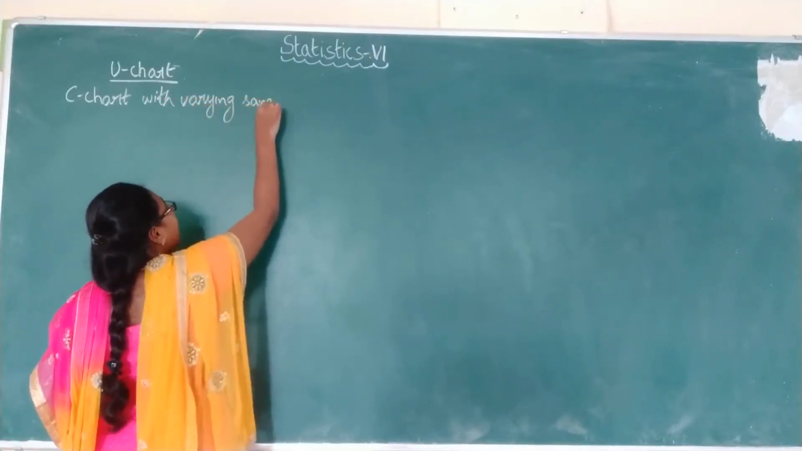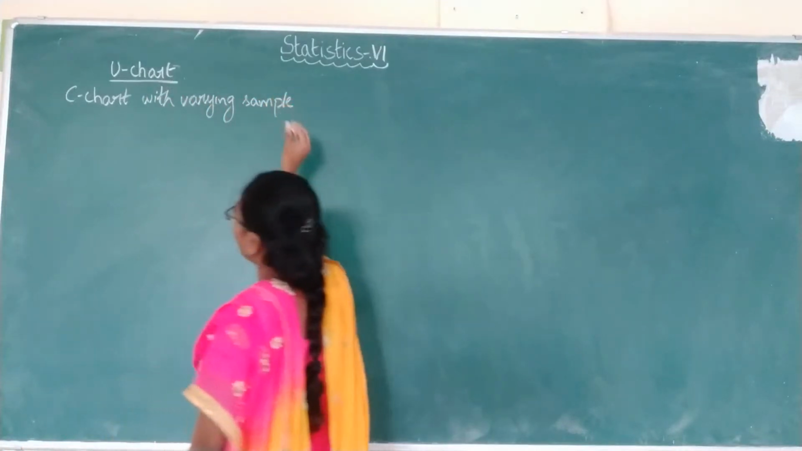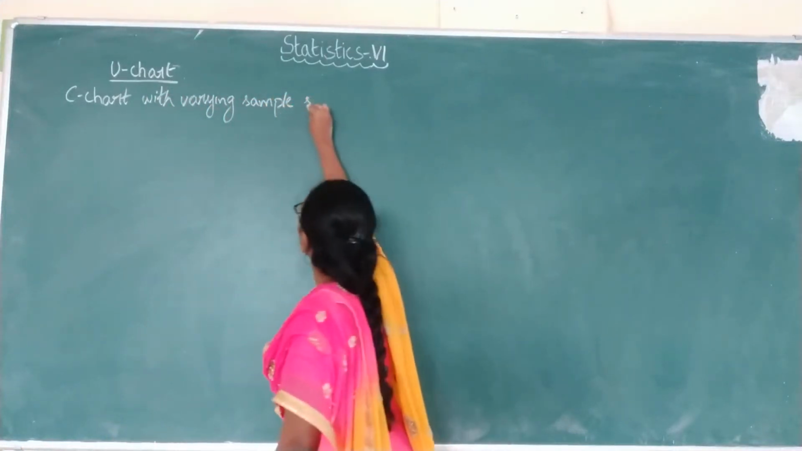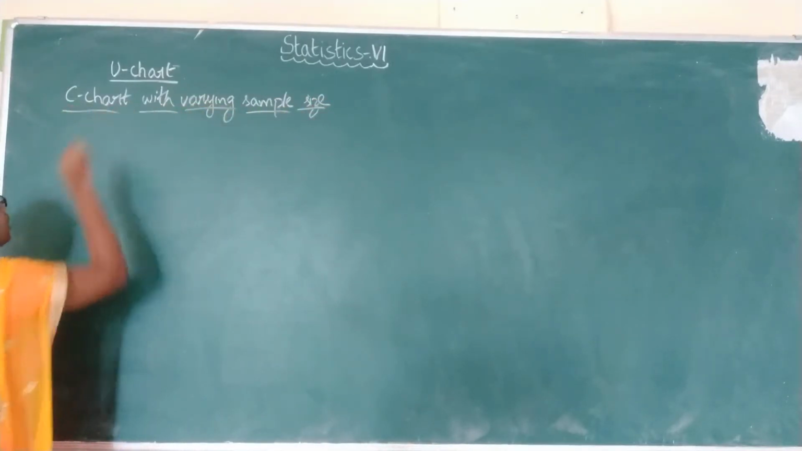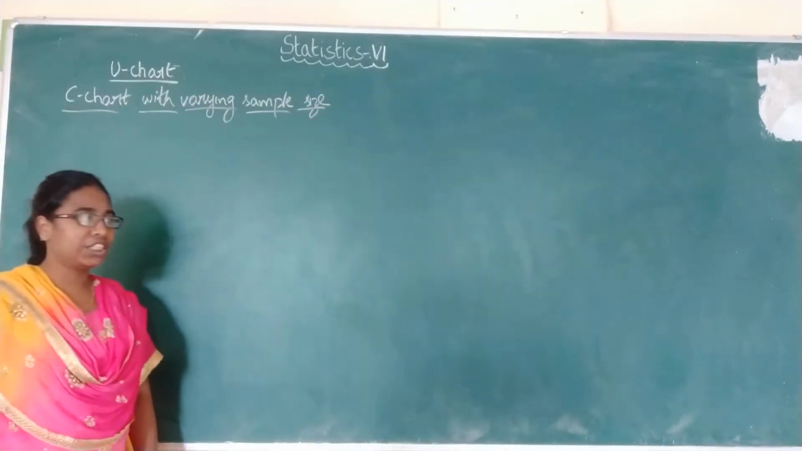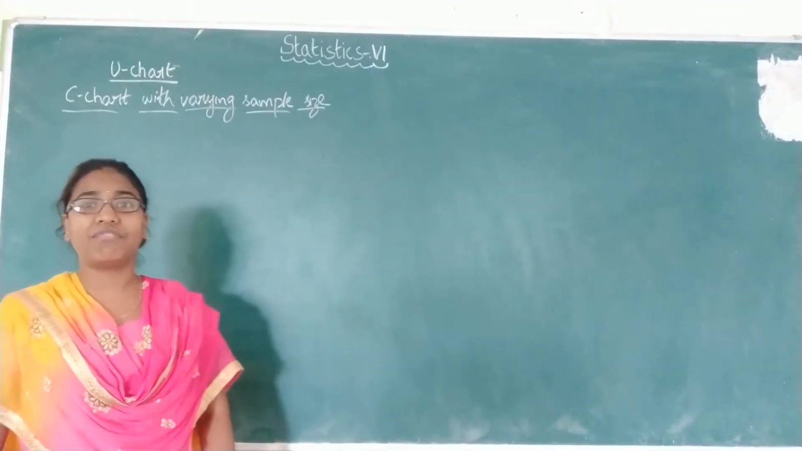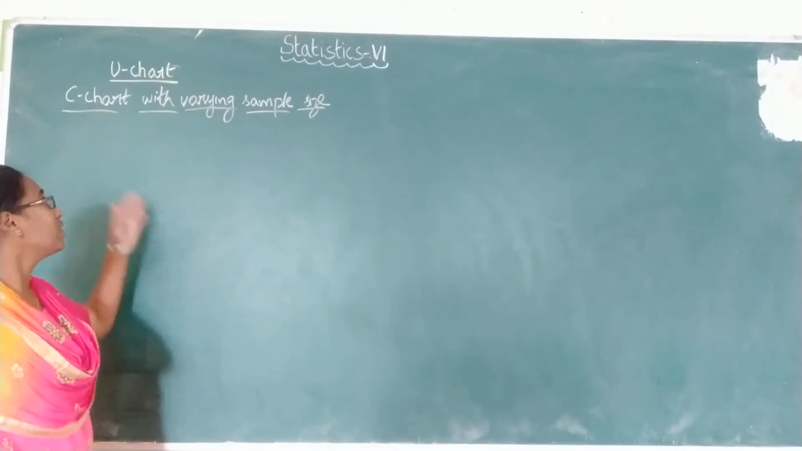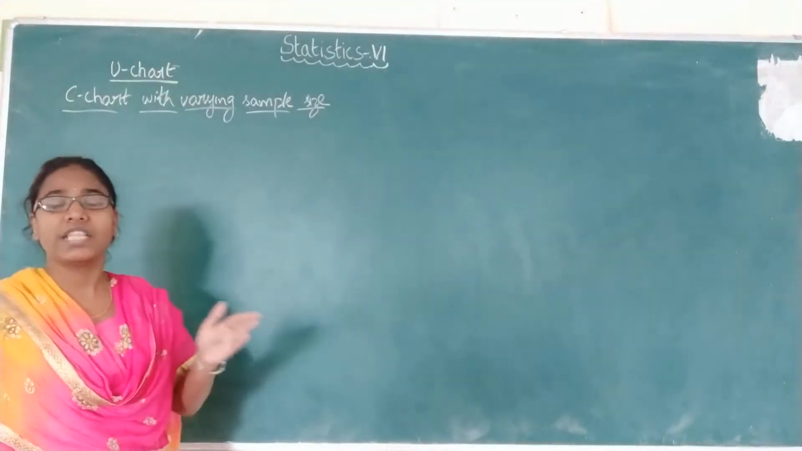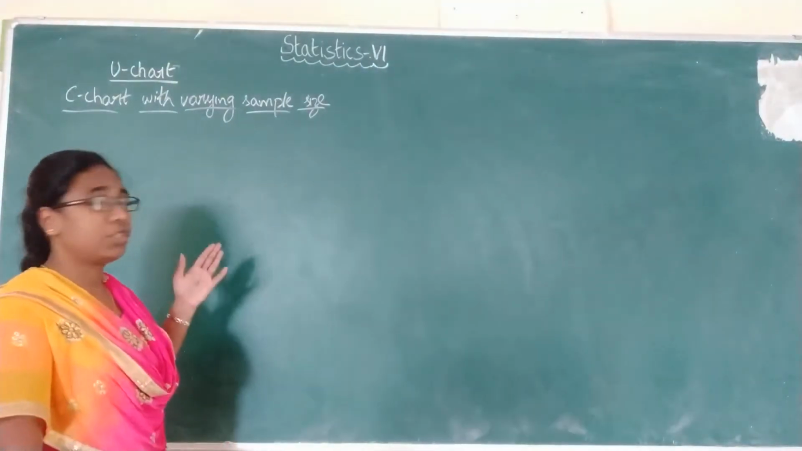So whether they mention the C chart with varying sample size or the U chart, it is the same. Don't get confused between the names. Only the C chart indicates the number of defects with a fixed sample size. If there are numbers of defects with different sample sizes, then we will be using the U chart.